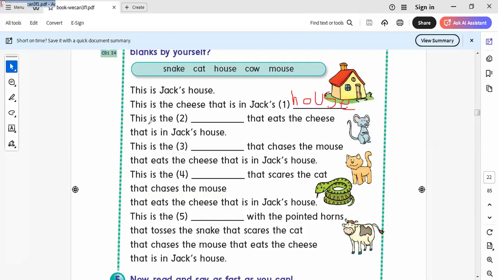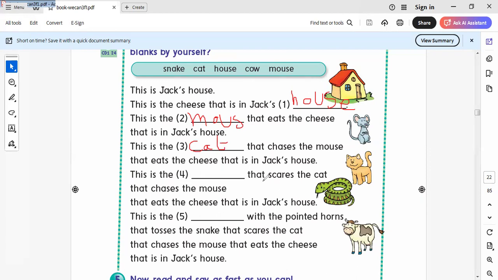Or as you say, this is the animal that eats the cheese. This is the mouse. So here we know the rhythm, house and mouse. Okay, here we say this is the animal that chases the mouse. Chases the mouse. All of us know Tom and Jerry. It will be the cat that chases the mouse.